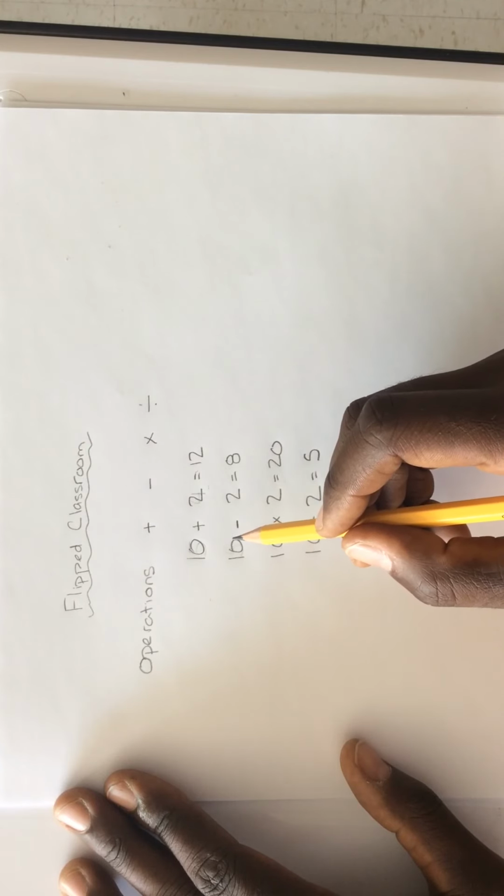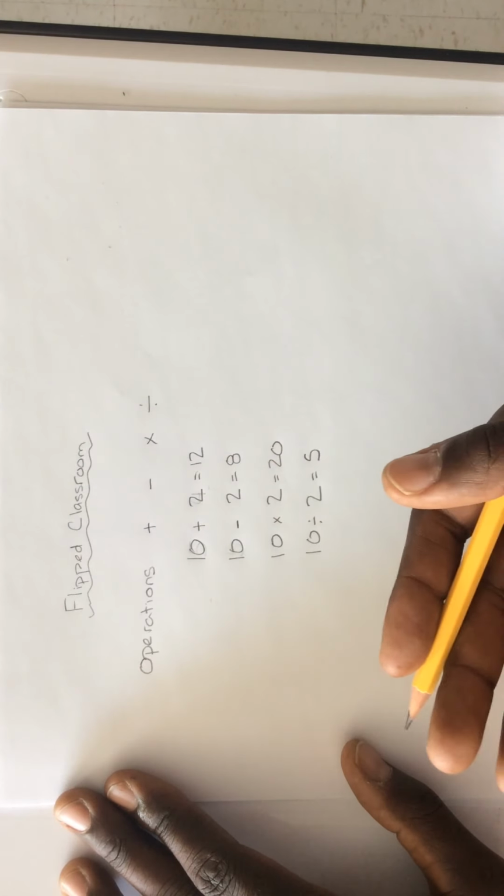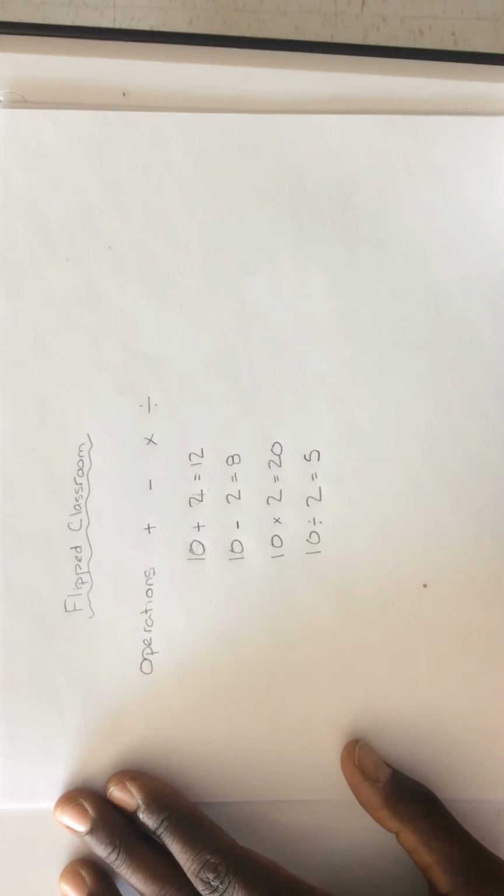But instead of having 10 and 2, you might have something like 20 and 5. That would be your homework.